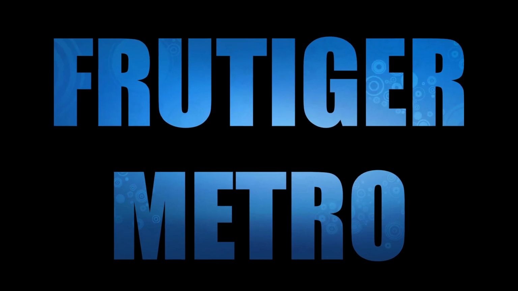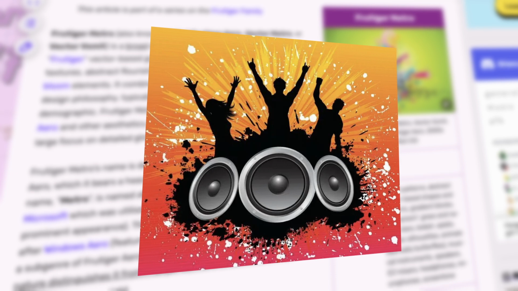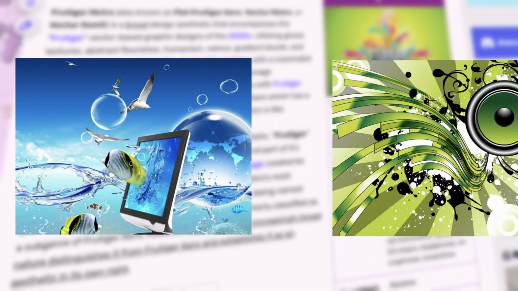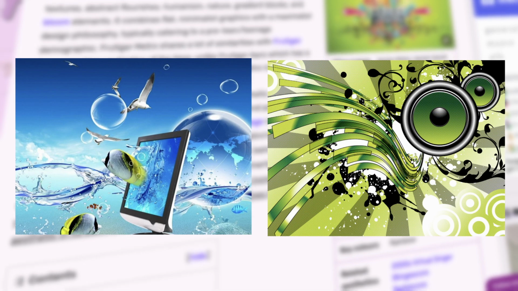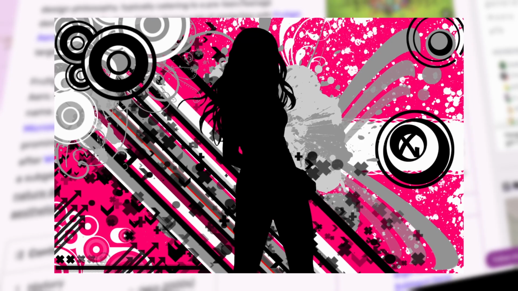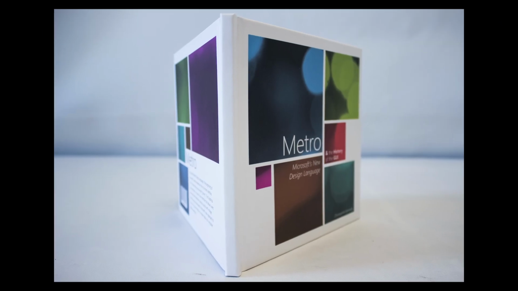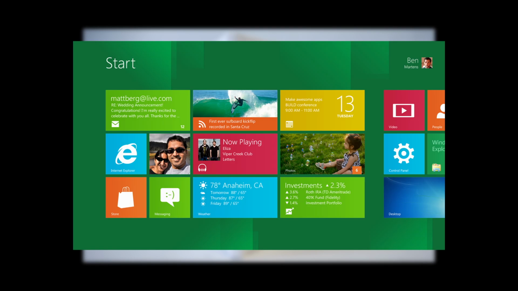Frutiger Metro is characterised by elements like bright, colourful shapes, patterns, human silhouettes, and instruments. Contrasting Frutiger Aero, it focused almost entirely on flat designs, with little to no use of 3D or real-life objects. You'll notice this when looking at the people, who are typically blocked out in a single colour, remaining faceless in a fixed state of motion. It takes its name from the Metro design language created by Microsoft, an approach to UI that influenced the style of the Xbox 360, Windows 8, and more.